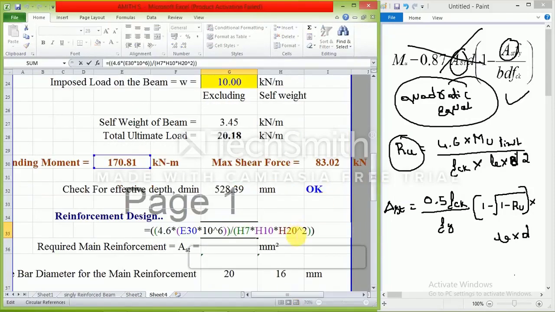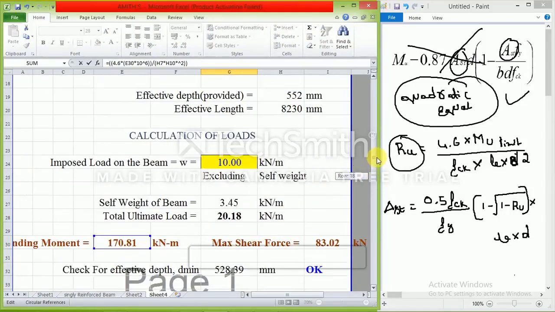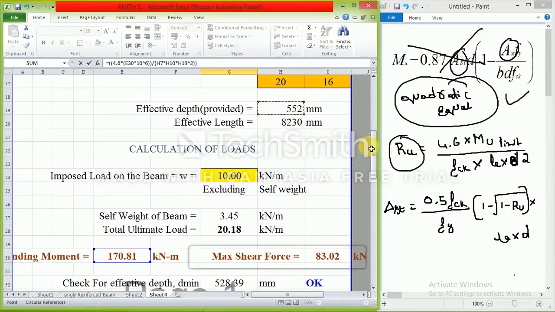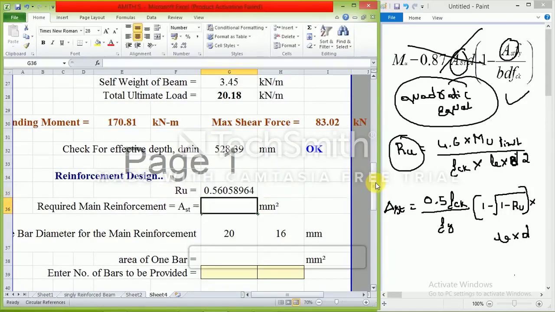Sorry, one small mistake I had made here. Instead of giving effective depth, I had clicked effective length. Sorry. See, 0.56 you are going to get. That is Ru. Don't get confused. Ru is some constant. That constant is used to find the Ast. Okay. Now I am applying the formula directly for this.